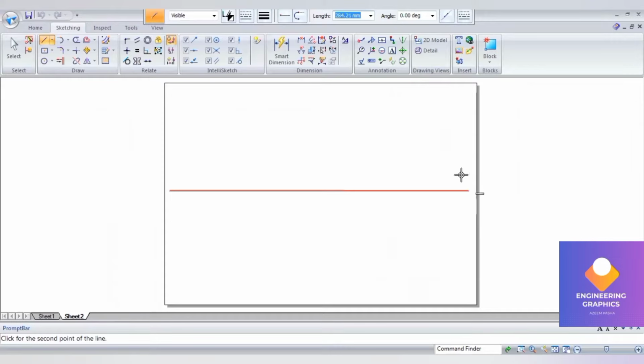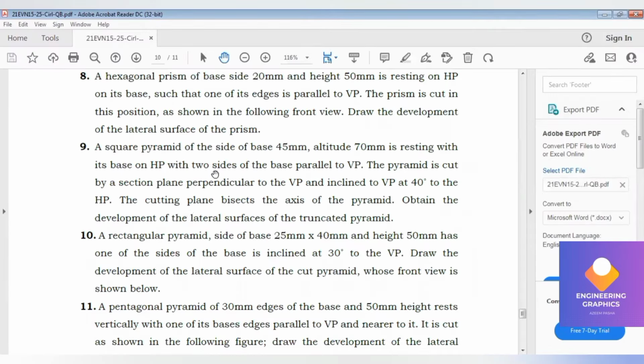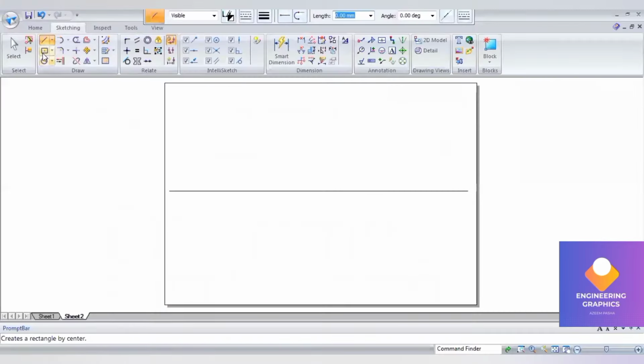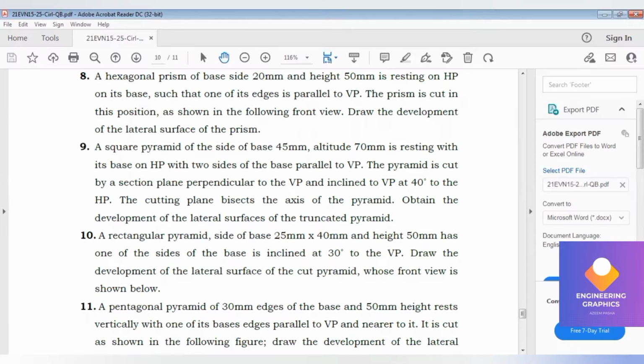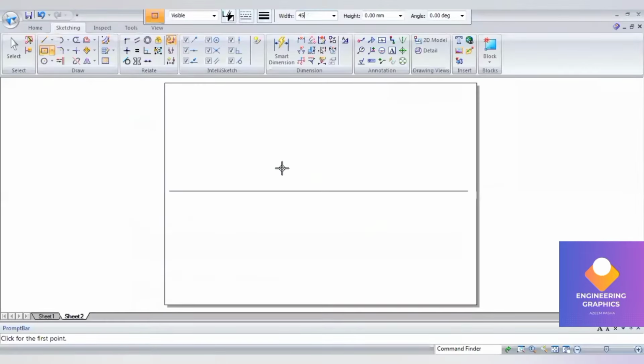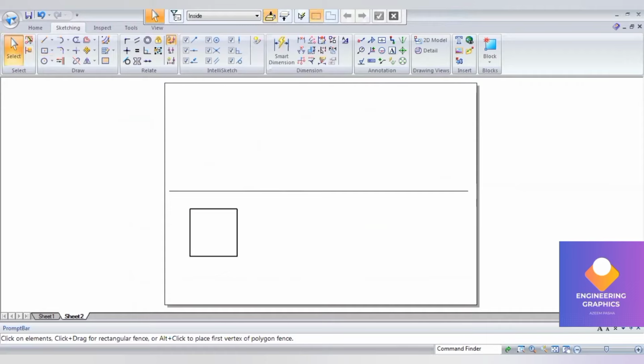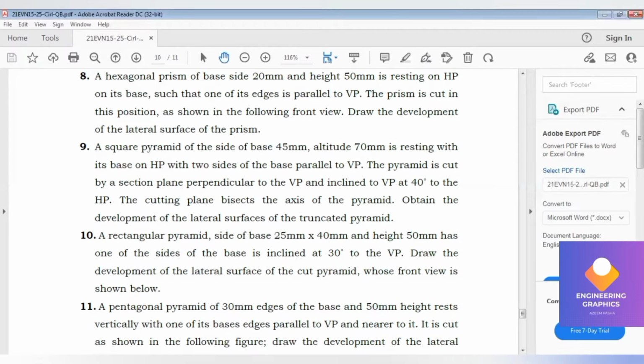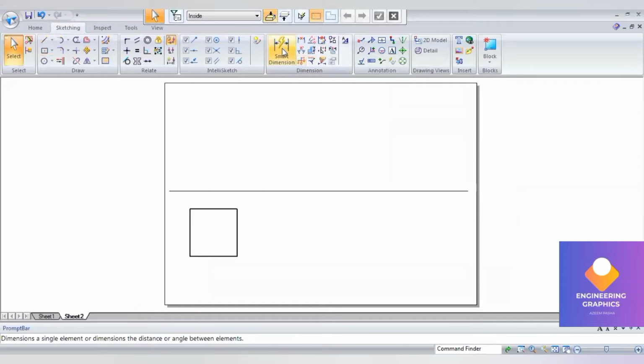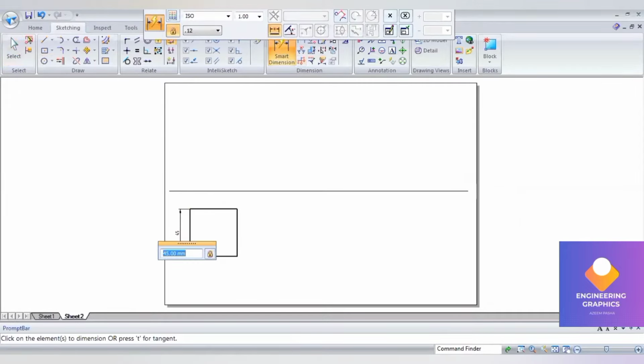First I will draw one straight line. Here I have to construct a square of dimension 45, and it has to be parallel to the VP. Parallel to the VP means the first position starts from the edge here. Give the width and height the same and place it with the edge. So go to smart dimension and measure.